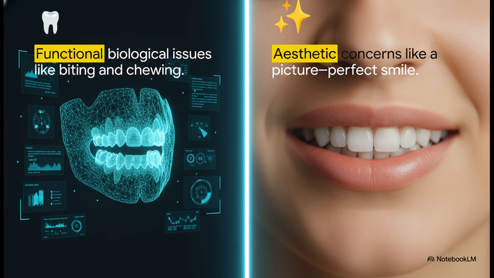A lot of the time, we kind of conflate orthodontics entirely with aesthetics, just getting that picture-perfect smile. But the source material draws a really bold line here. It shows us that understanding the etiology of malocclusion actually solves vital, functional biological issues. We're talking about achieving better occlusal relationships, which just means how the teeth actually bite and chew together, and improving the overall dental arch form. Aesthetics are great, for sure, but function is survival.